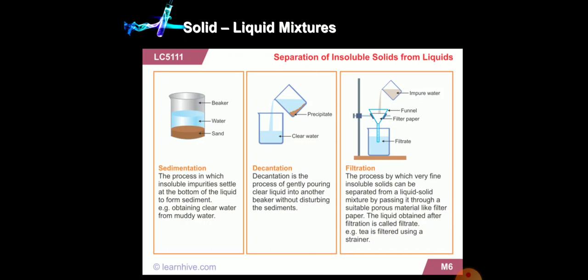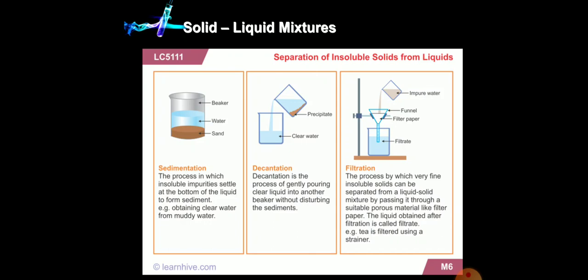So this is how they both are separated, forming two different layers, and we obtain clear water at the upper surface of the beaker. This process is known as sedimentation. Now the next process, decantation, is related to the same process, that is sedimentation.